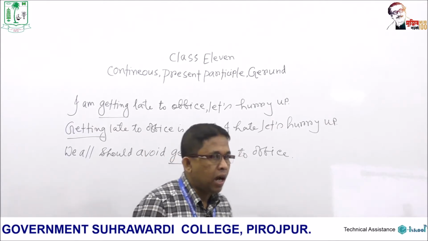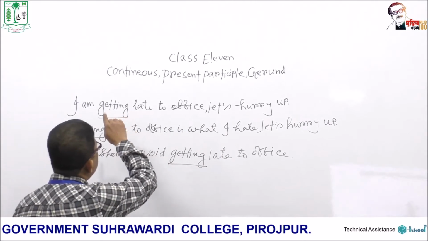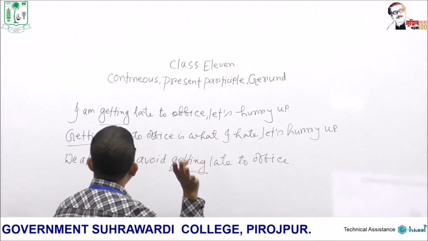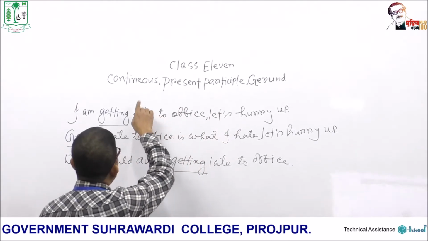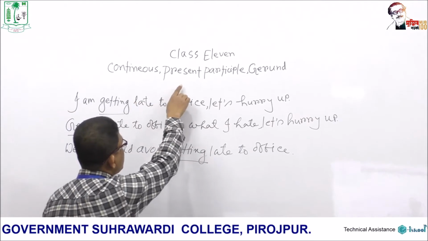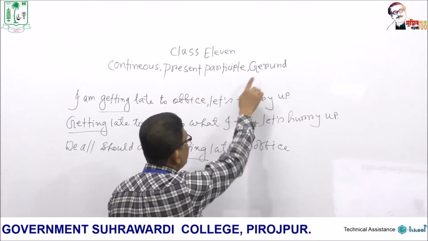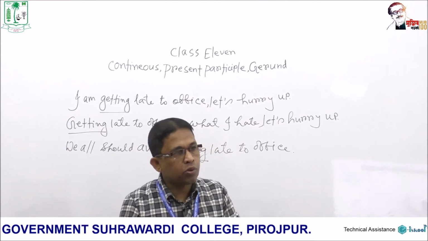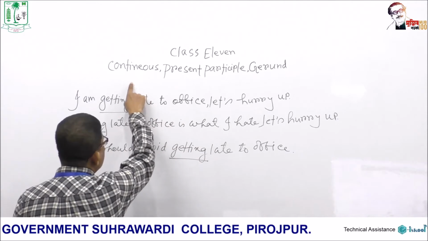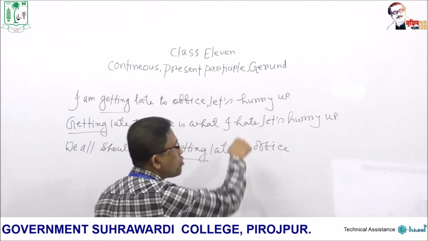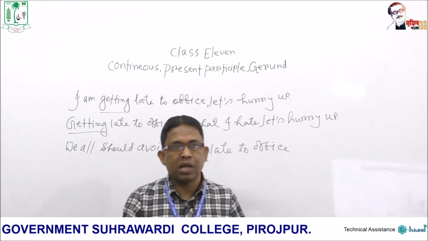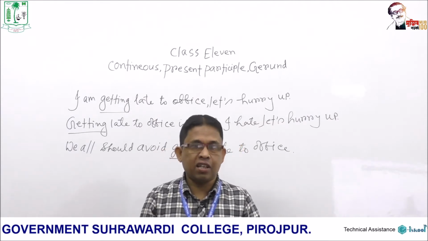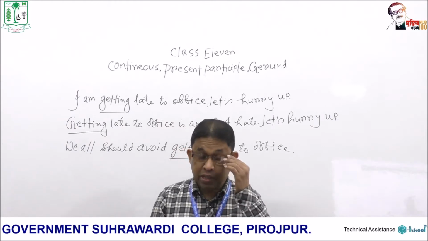And today I have selected a very important grammatical item in English grammar, that is where to use the continuous form of verbs, present participle form of verbs, and gerund of verbs. These are very critical, of course, and sometimes students complain that these are very confusing and difficult. So I draw your attention.